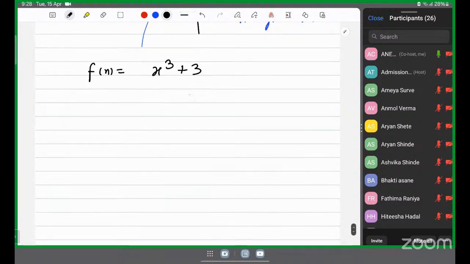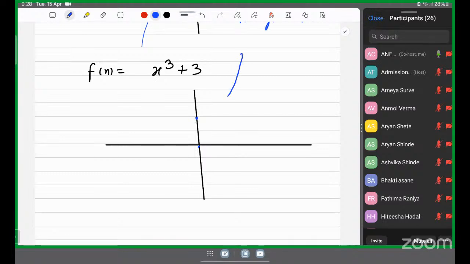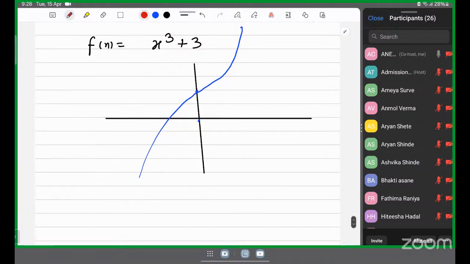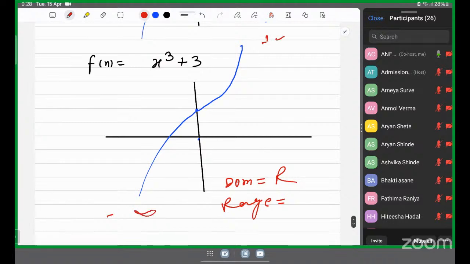So what do you think? How will its graph go? Its graph will be like this. This is 0, this is 3 units. Graph will start from 3 units. So the graph will go like this. Are you getting it? So again from the graph, domain is R and there is no change in range, because it will again go from minus infinity to plus infinity. Whether we add 3 or we subtract 3, there is no change in its range. Range will still be what?